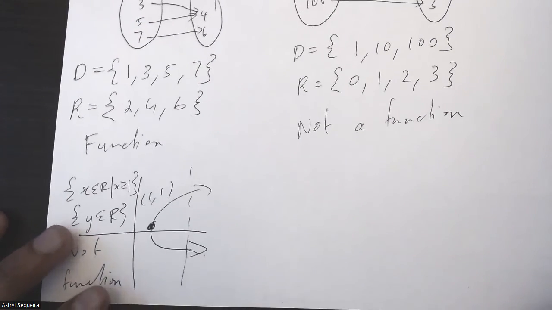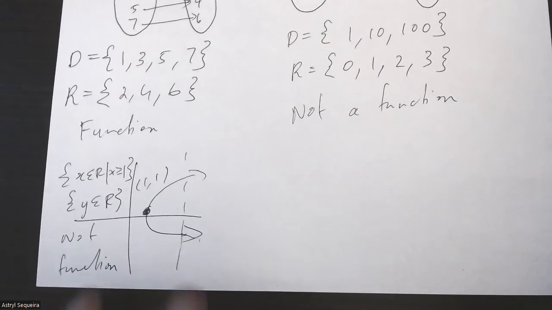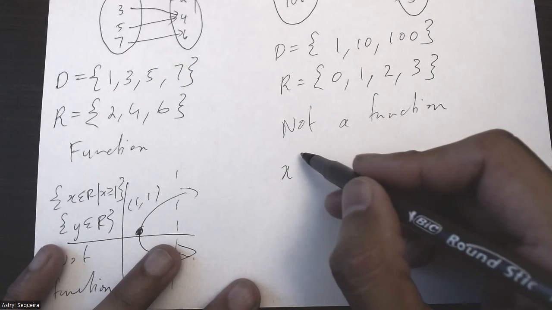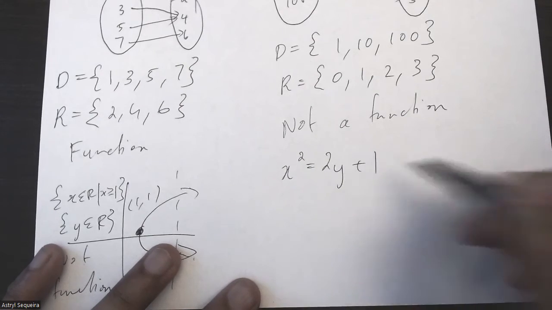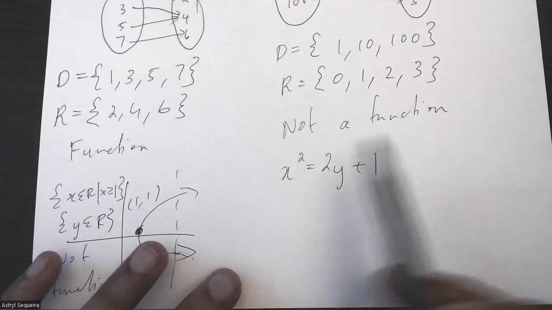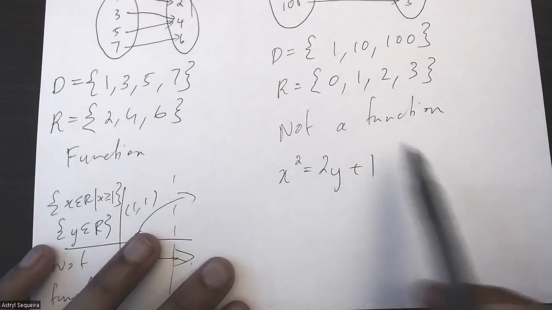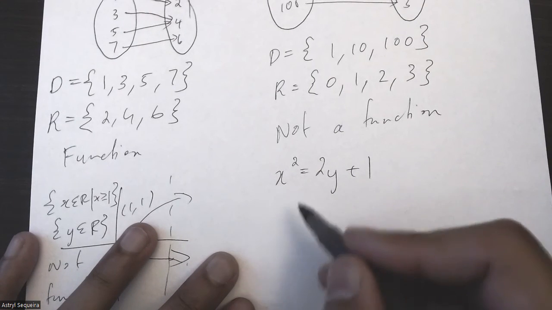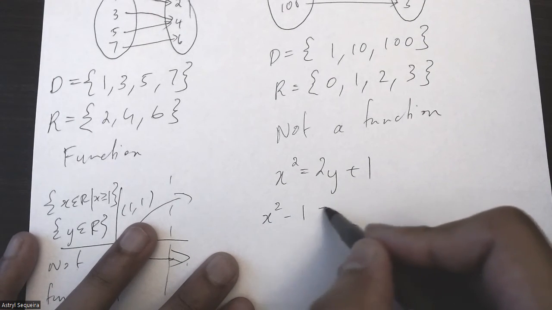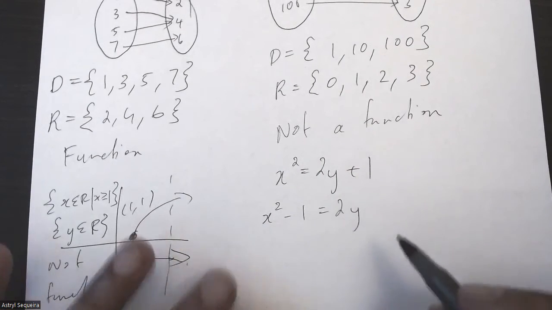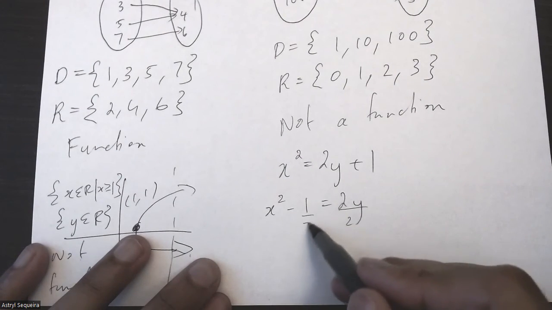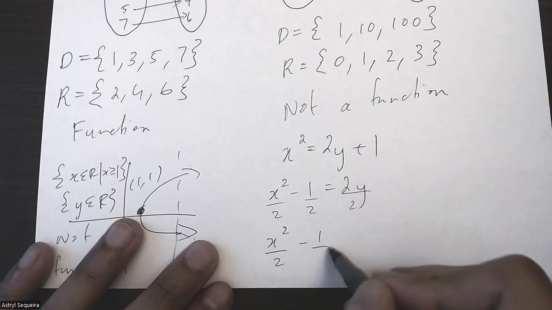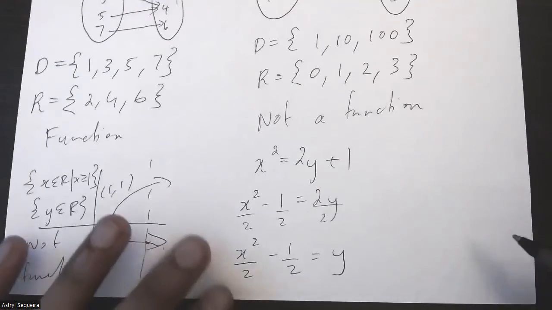Okay, that pretty much should cover it. I know there are some harder questions. I'll mention this really quick. Sometimes you can have a question which is like this: x squared equals 2y plus 1. This is just a quadratic function, but it's not in the right order. So you want to rearrange things around. I'm going to move the 1 to that side. So x squared minus 1 equals 2y, and then I'm going to divide everything by 2.